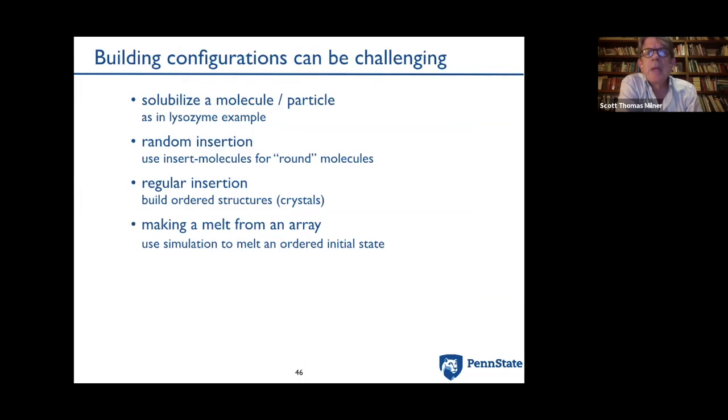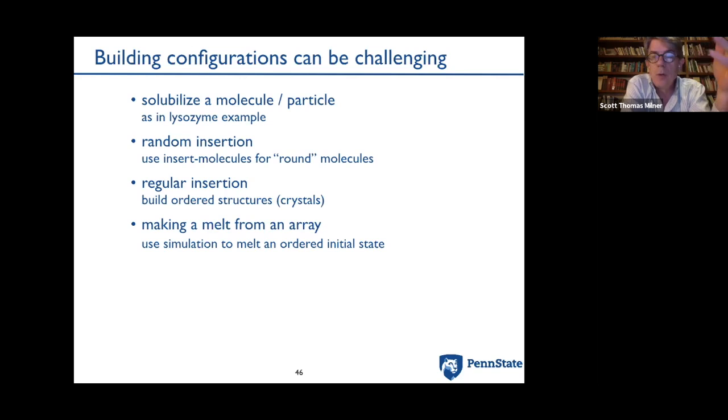So let's talk a little bit about building configurations, initial configurations, which can be challenging. We saw in the lysozyme example that there exist tools for solubilizing something, that is, for packing water around a thing. And the thing could be a protein in solution, or a nanoparticle, or a Bucky sphere or something. I mean, those would aggregate in water, but you can simulate one of them or two of them in water just fine.